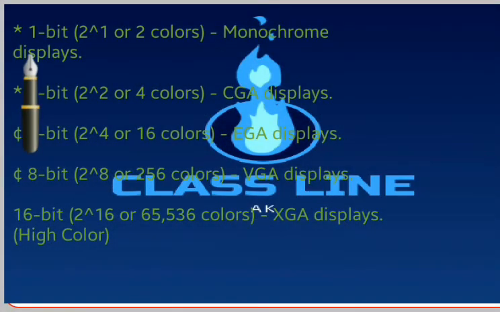1 bit equals 2 to the power 1, or 2 colors, monochrome display. 2 bit equals 2 to the power 2, or 4 colors, CGA display. 4 bit equals 2 to the power 4, or 16 colors, EGA display. 8 bit equals 2 to the power 8, or 256 colors, VGA display. 16 bit equals 2 to the power 16, or 65536 colors, XGA display. It is also called high color.